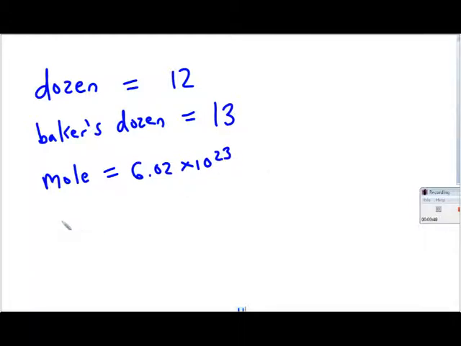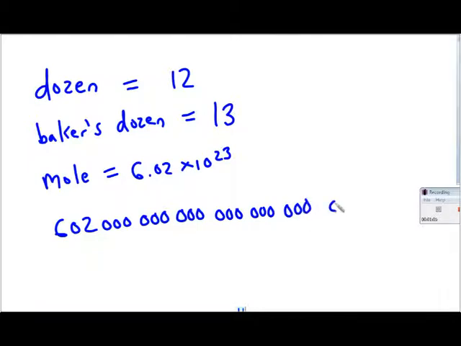How would we pronounce that? How big is that number? 602 with 21 zeros on the end of it. You would have this many of it. 602 hundreds, thousands, millions, billions, trillions, quadrillions, quintillions, sextillions. It's equal to 602 sextillion of an object.